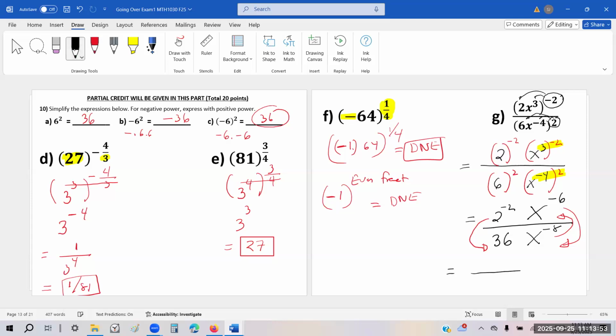So you keep your 36 because it doesn't have any problem. Besides 36, everything else is a problem. So you move everything else. The 2 to the negative 2 comes in the denominator and becomes 2 to the positive 2. X to the negative 6 comes down on the denominator and becomes x to the positive 6. X to the negative 8 goes to the numerator and turns into x to the positive 8.